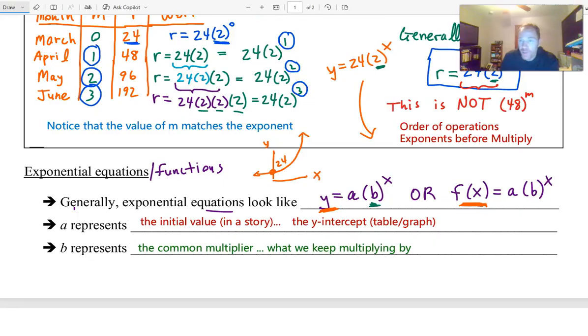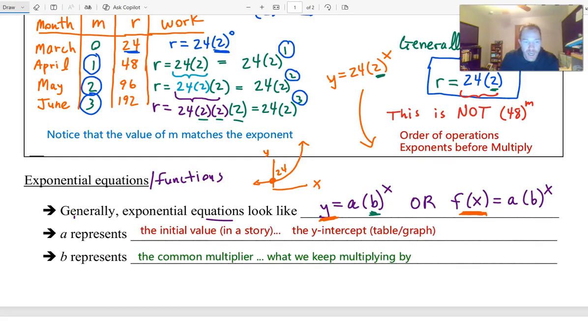One more thing I'll say before we move to the next page. I call B the common multiplier. Some people call B the common ratio, and I'll explain why it's called the common ratio in a moment. But hopefully that's helping so far. We got some more examples on the next page. Let's take a look.